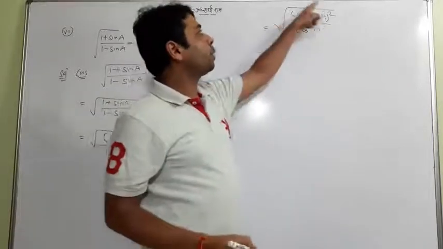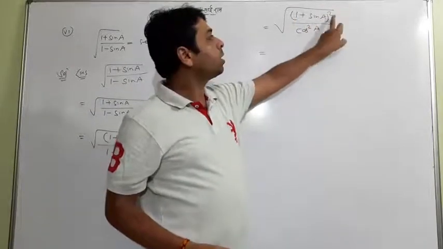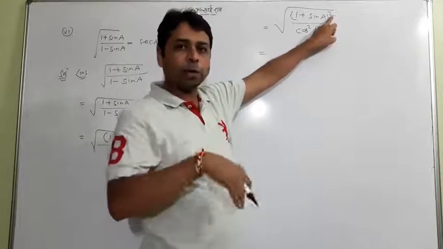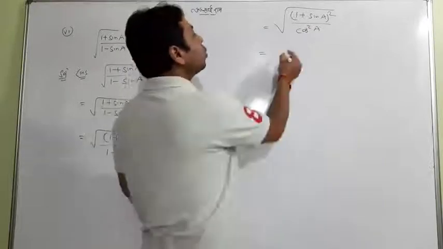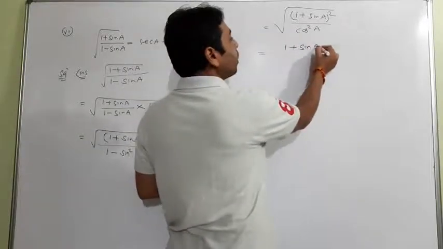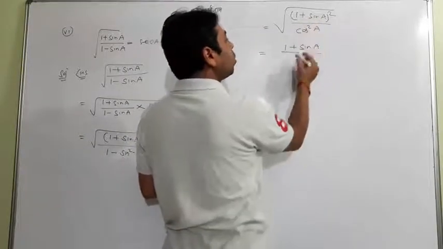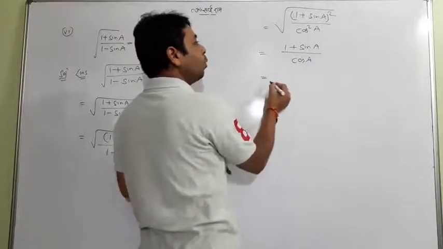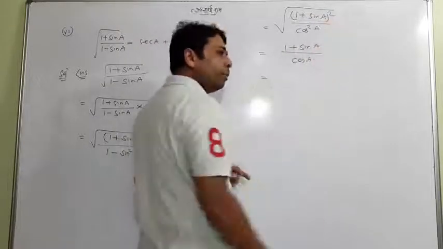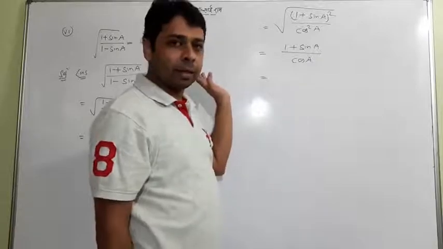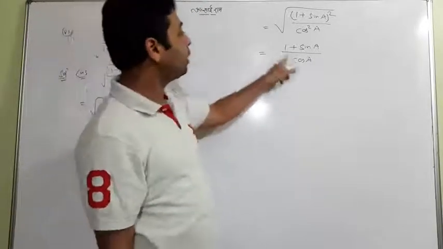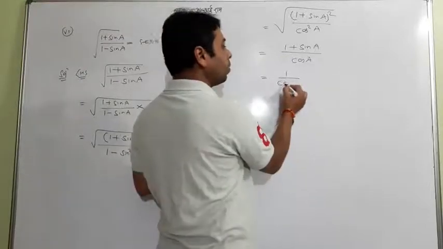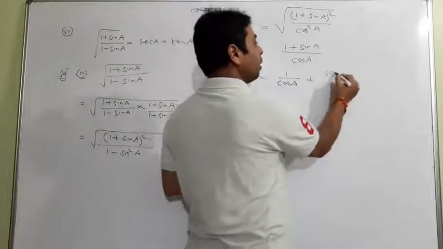And now we are very near the answer. It is a square root, and you know the property of the square root: the square will come out as a single power. So what will be here? It is 1 plus sine a on the numerator side, and cos a on the denominator side. So the square and the square root sign eliminated each other. Now what have we done? Very simple. We need separate terms, so we separate the term like 1 by cos a plus sine a by cos a.